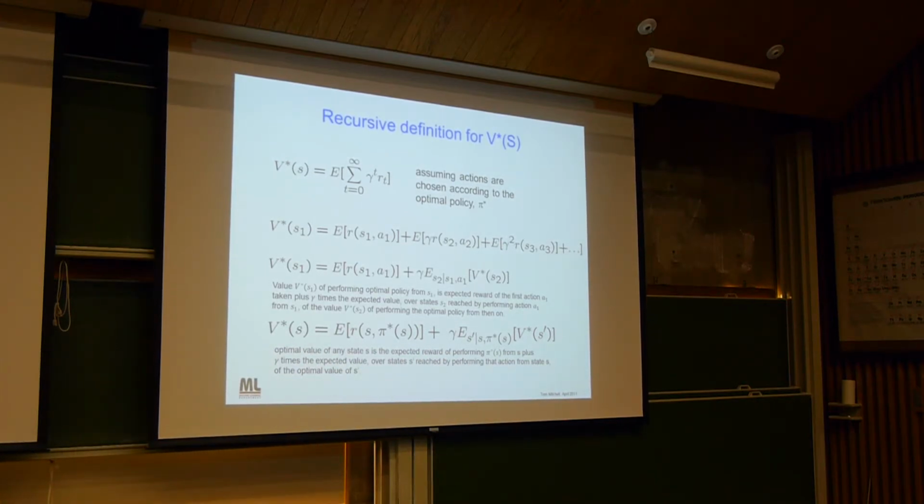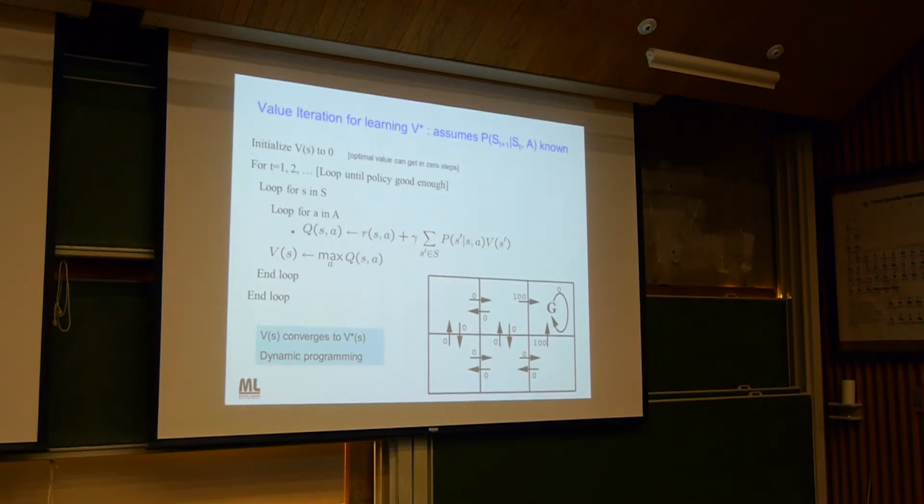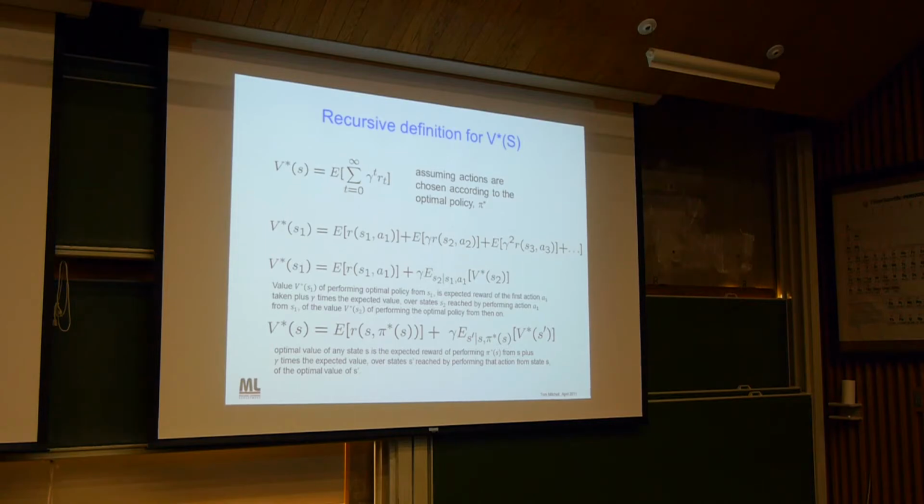Okay? But now why is this interesting? Because this immediately suggests an algorithm for computing these policies. So if everything is known, if I know, for example, the transition probabilities that tell me if I'm in a certain state and I perform a certain action, what is my next state? If I know these transition probabilities and if I know the state space and the action space, I can use this recursive definition to come up with a cool dynamic programming algorithm for computing this.